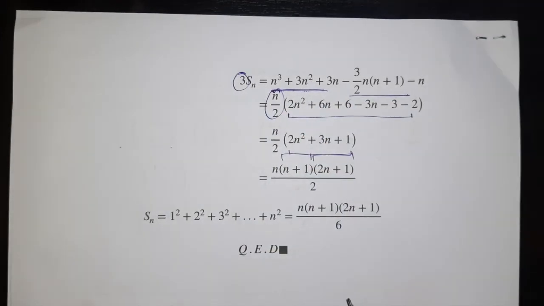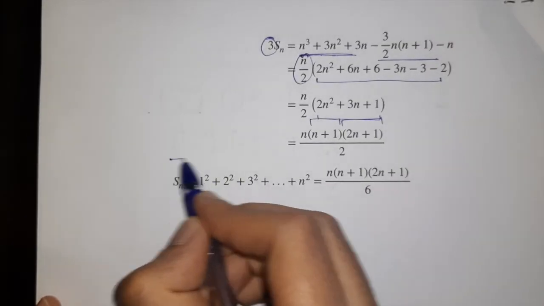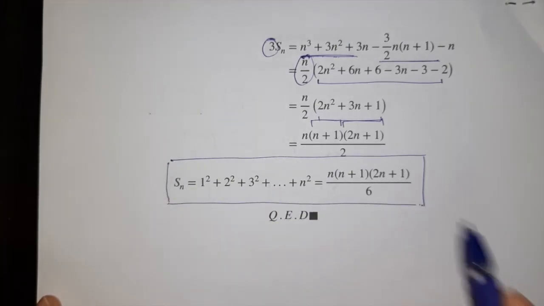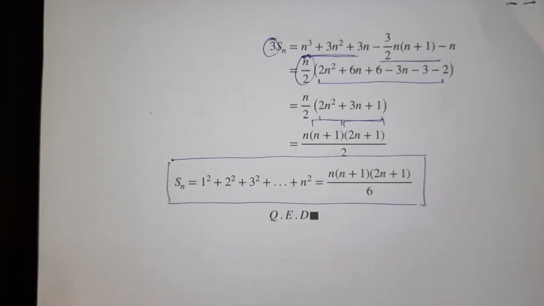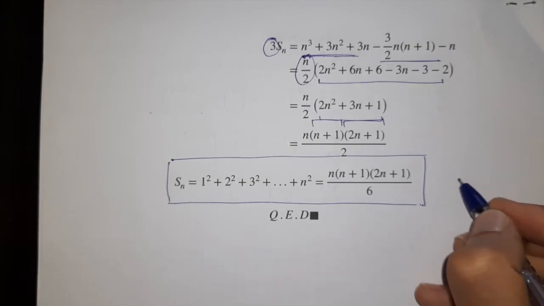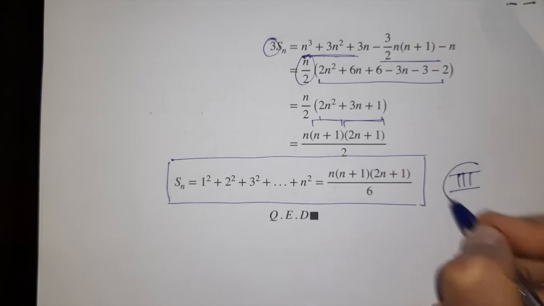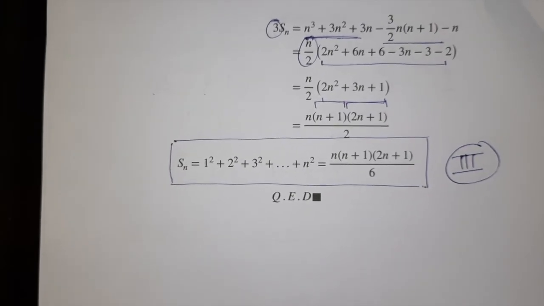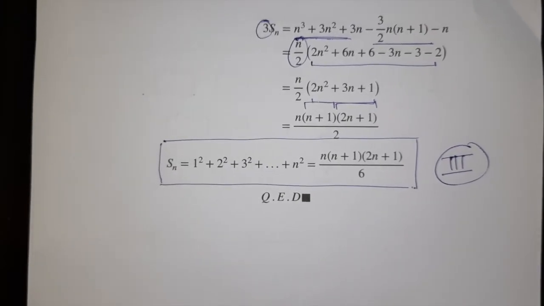Finally, bringing the 3 over to the other side, we see the same and by now very familiar expression for the sum of the first n squares. That is, Sn, which equals 1 squared plus 2 squared plus 3 squared all the way up to n squared, equals n into n plus 1 into 2n plus 1 upon 6. All this serves to reassure us of the fact that the three methods used here and elaborated in full are completely valid lines of reasoning and all lead to the same answer.